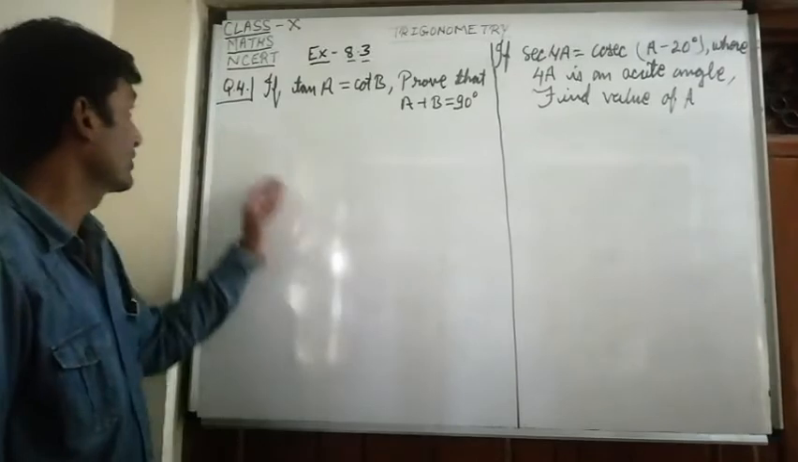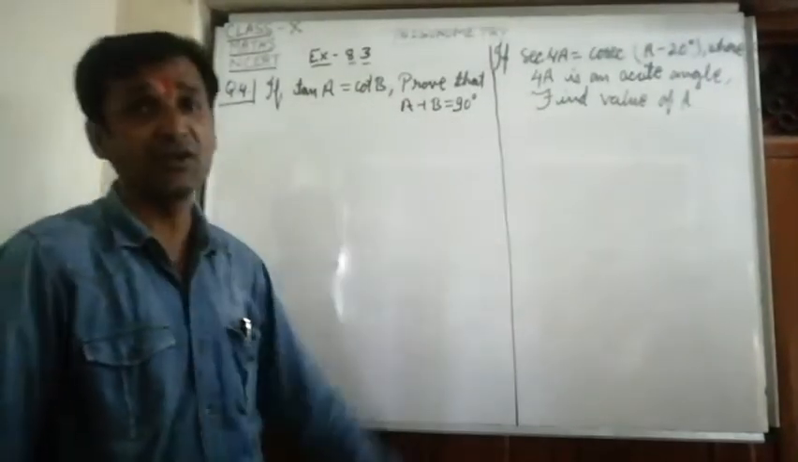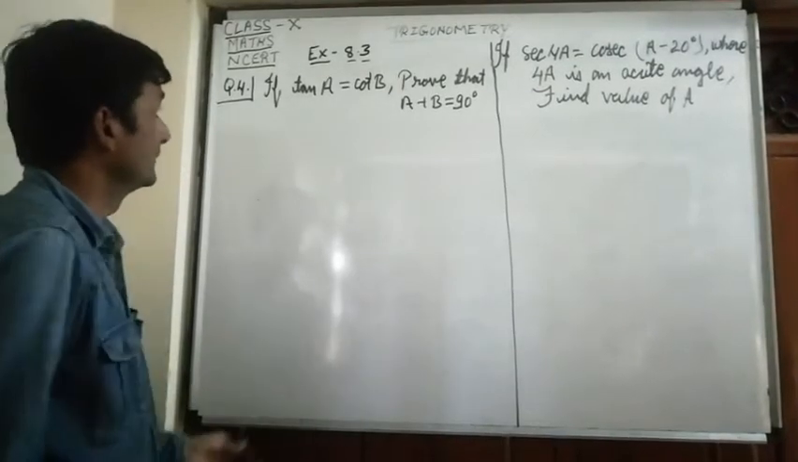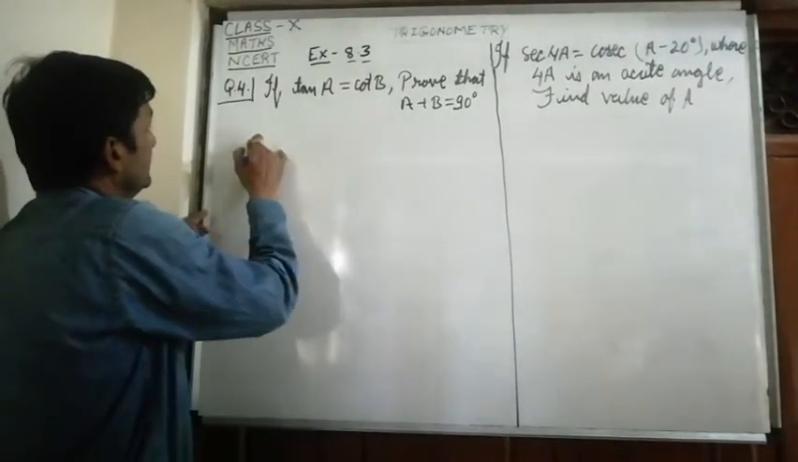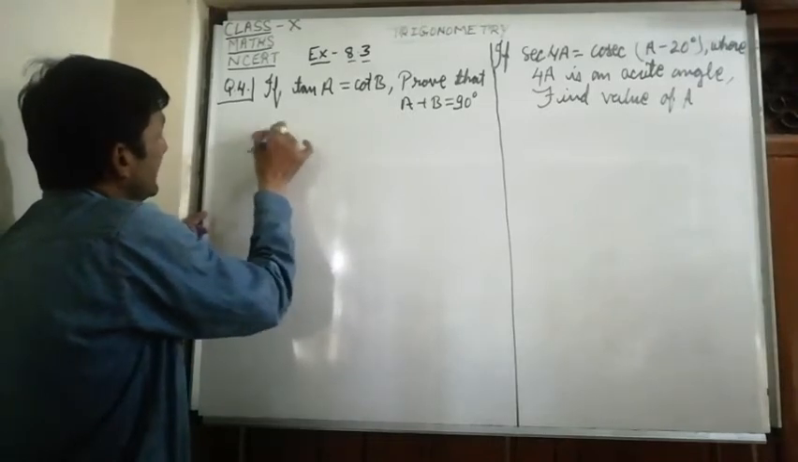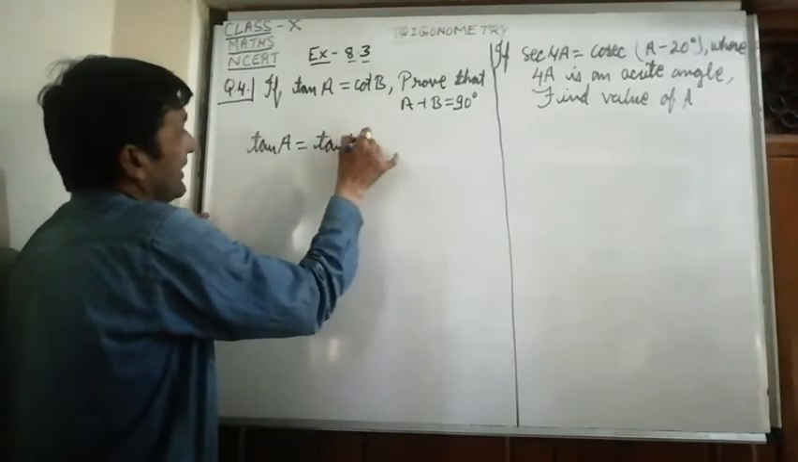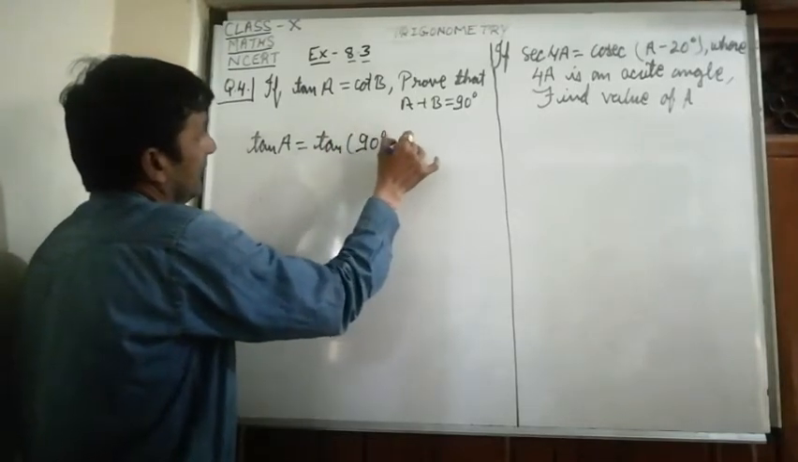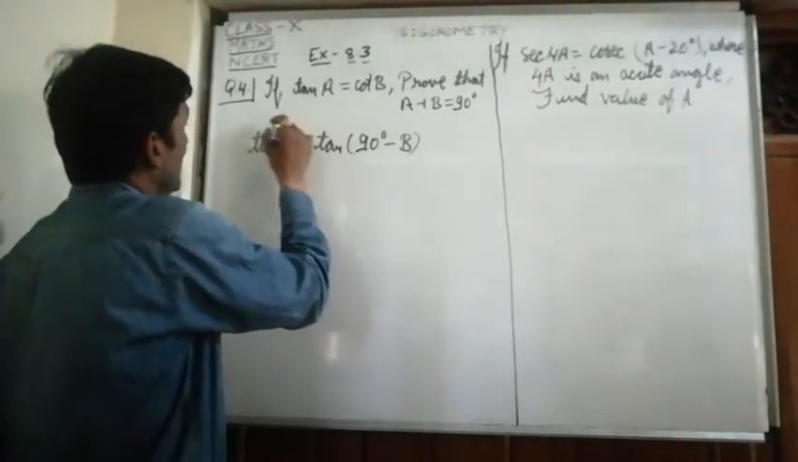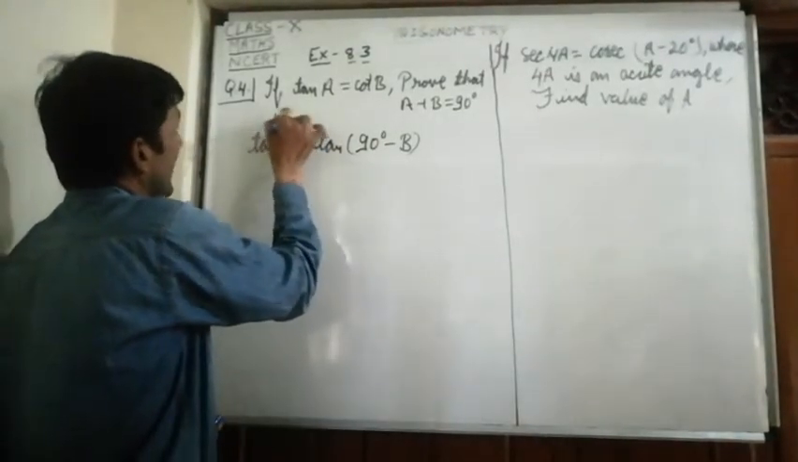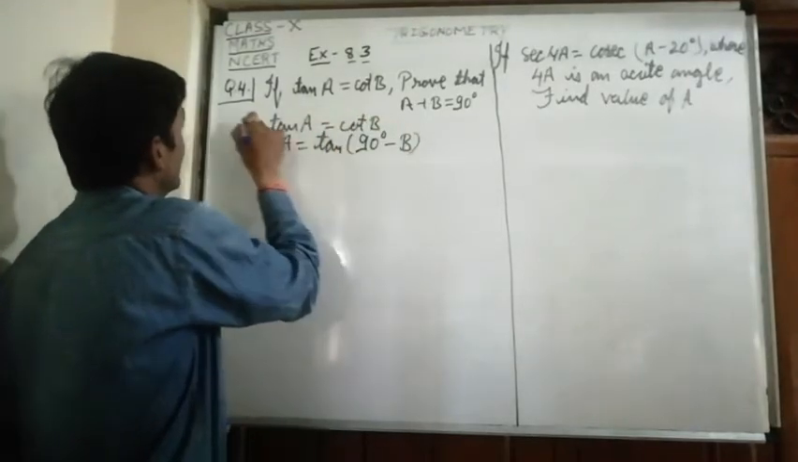Now see question number 4. If tan a is equal to cot b, prove that a plus b is equal to 90 degree. So here we have to apply that formula only, that tan a is equal to tan (90 minus b) we can write, because here it is tan a is equal to cot b, which is given. This is given part.